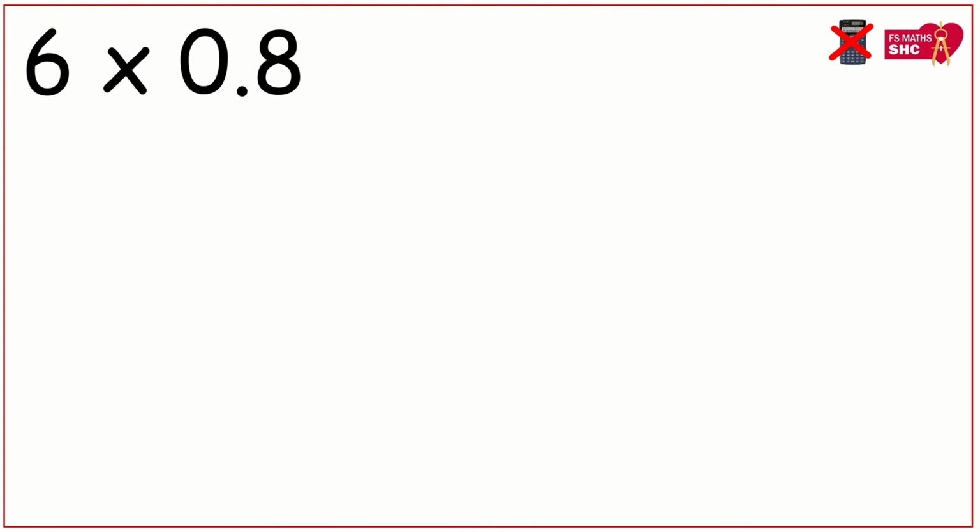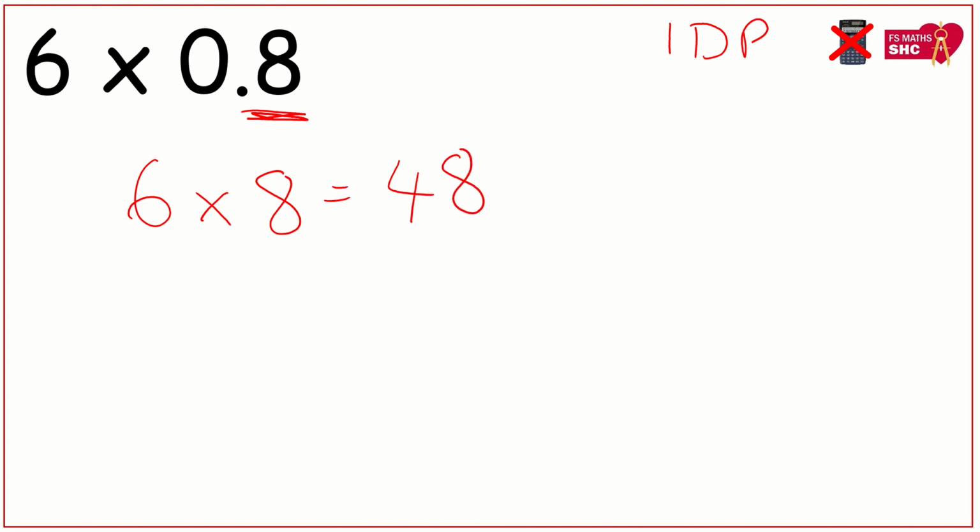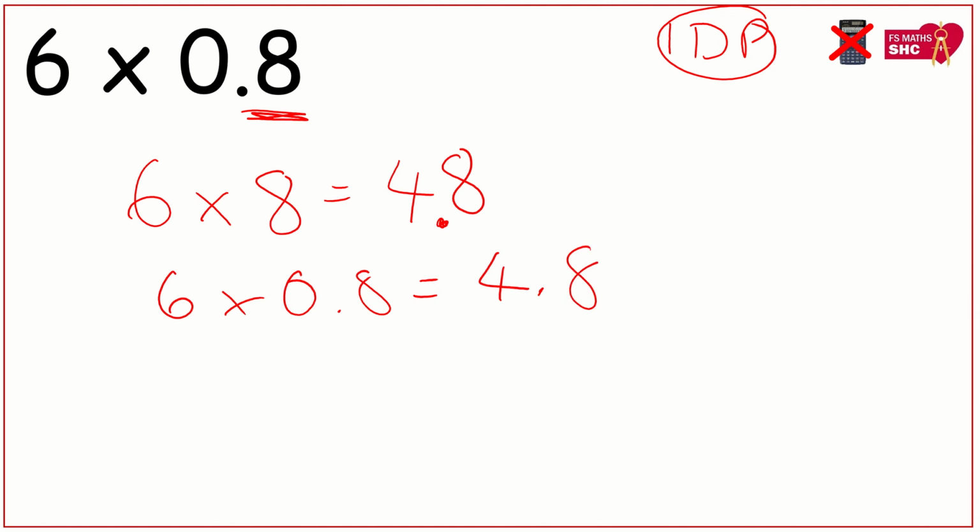Let's try another example. 6 times 0.8. There is 1 decimal place. Let's make a note of it. And now I'm going to ignore it. 6 times 8 is 48. And now I'm going to put that 1 decimal place back in. So imagining I'm on the right hand side of the 8, I'm going to go in 1 place value, and that becomes 1 decimal place. So it's 6 times 0.8 equals 4.8.